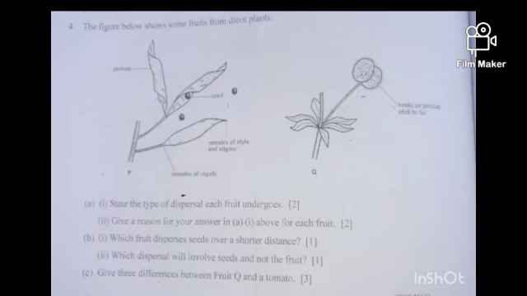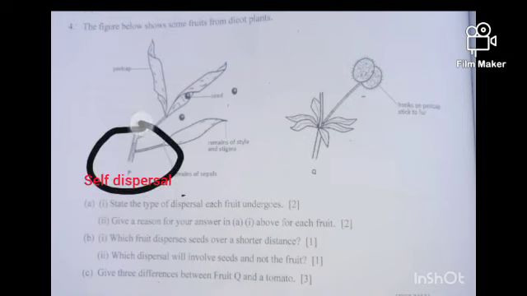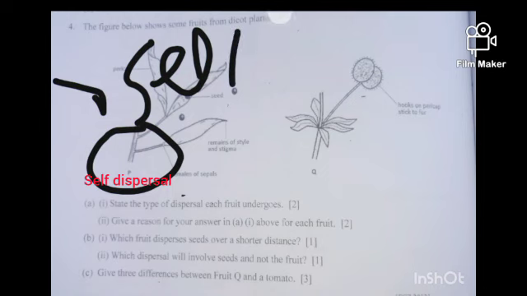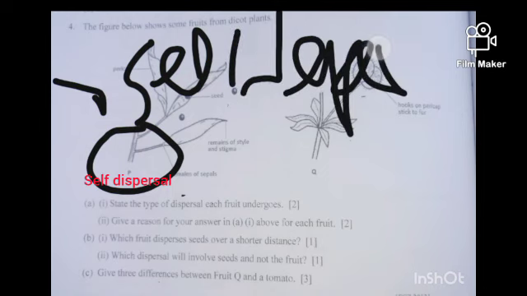So coming to the question, the first one is saying, state the type of dispersal each fruit undergoes. This one is going to be very simple because of what we have already identified. So for fruit P, it undergoes self-dispersal. Self-dispersal, that is for the fruit P.